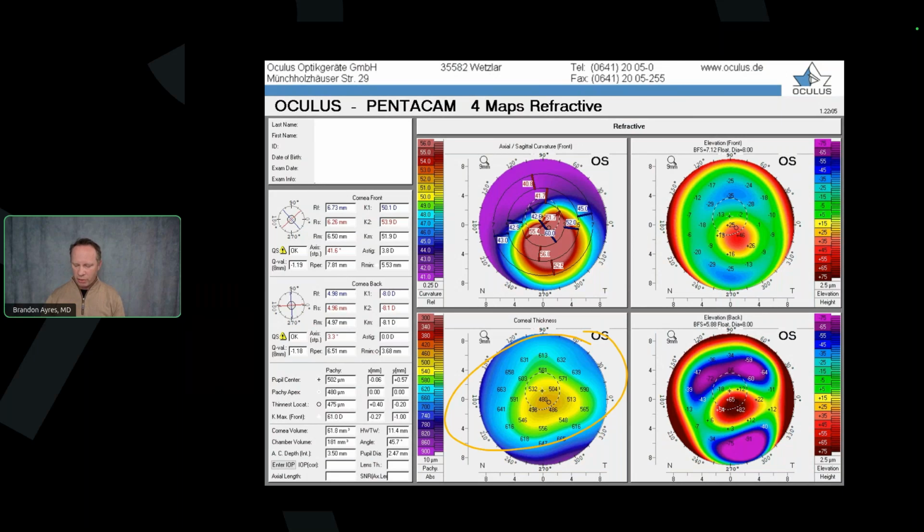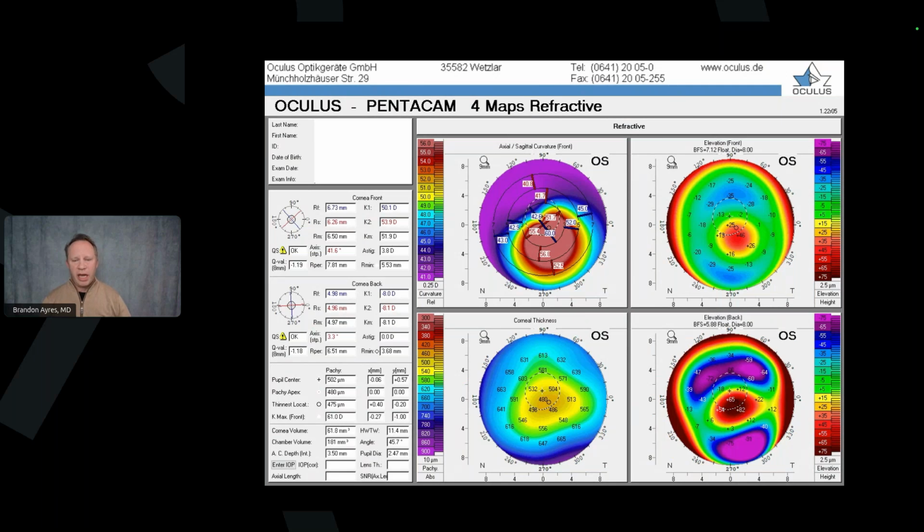And posterior elevation has really become central in looking for early progression of keratoconus. So this is my quick one look. What do we have? Is it regular astigmatism? Is it irregular astigmatism? What is the pachymetry? Where is the thinnest point? And what does the front and back of that cornea look like? So that is the quick one shot. If I can only get one picture, that's going to be what it's going to be.